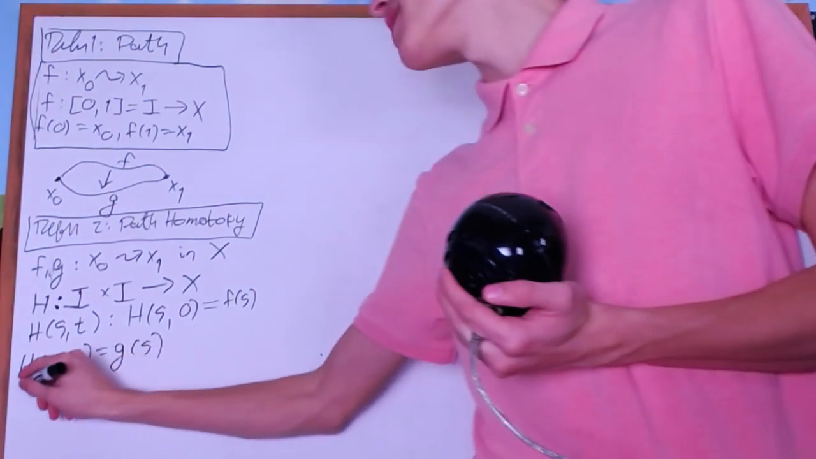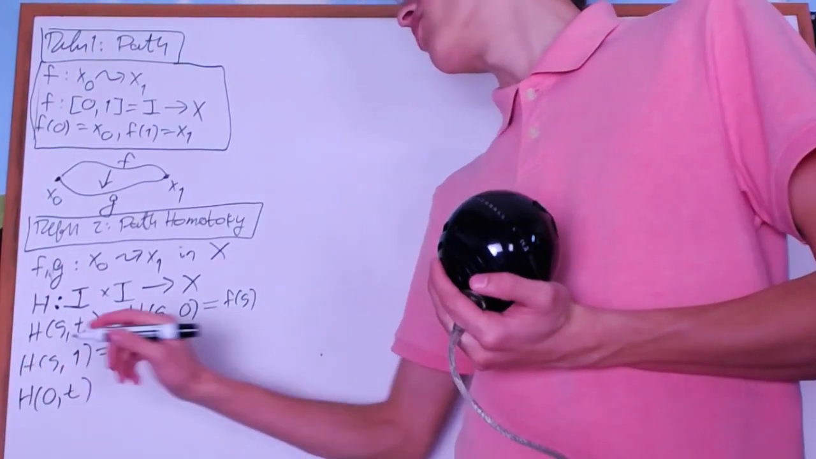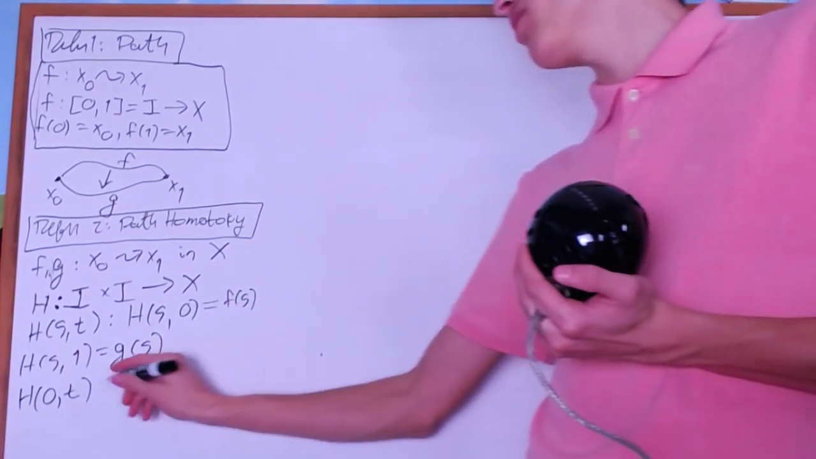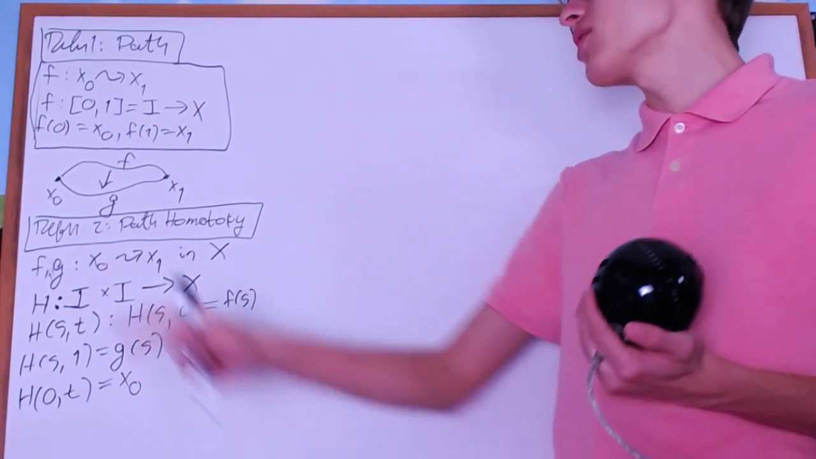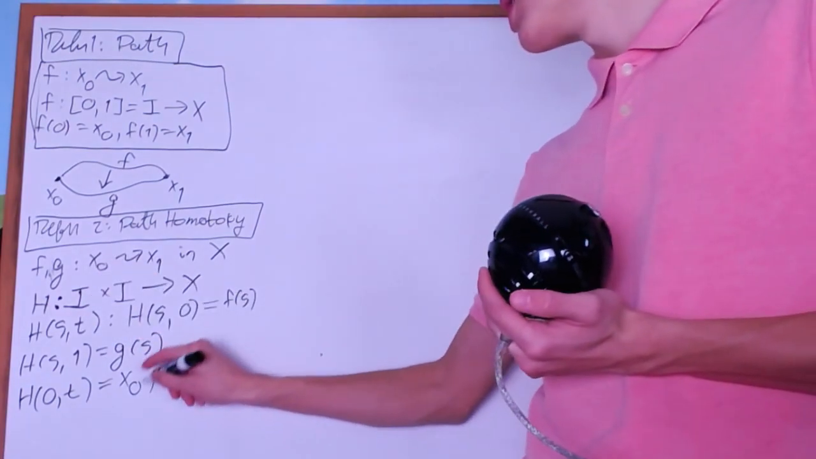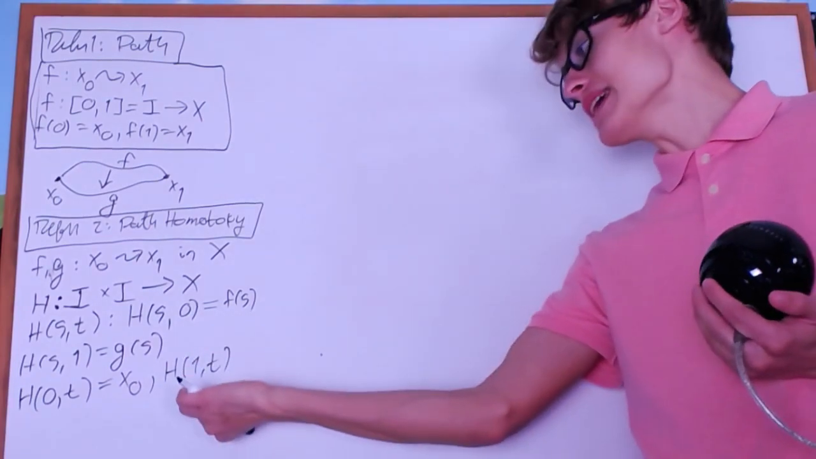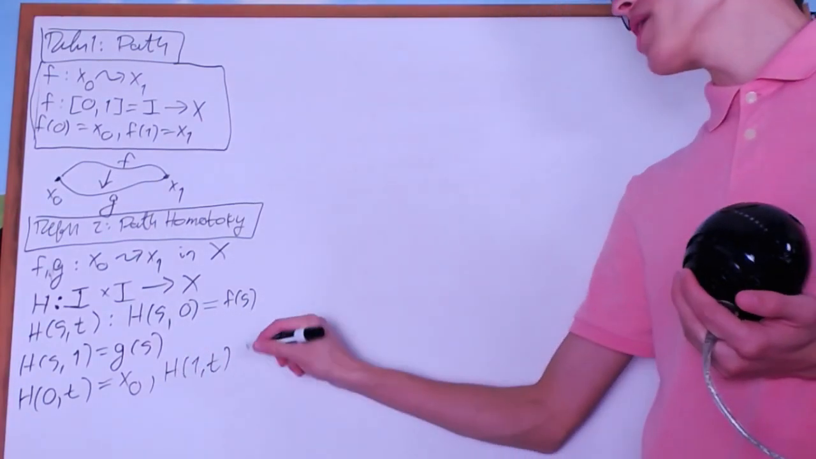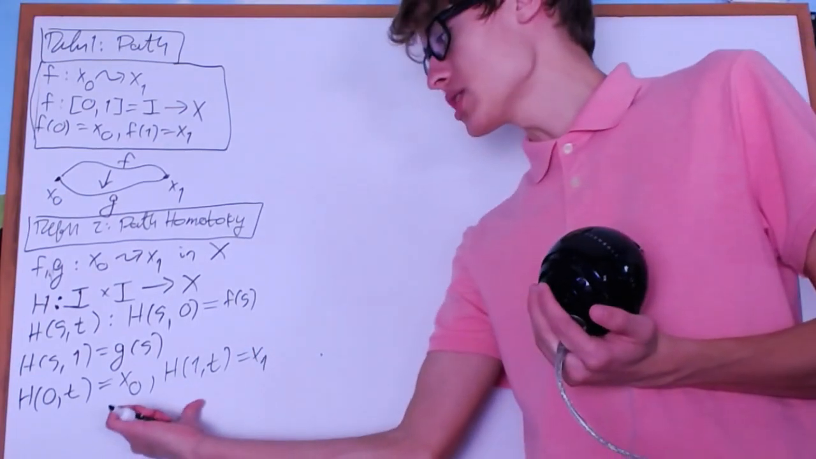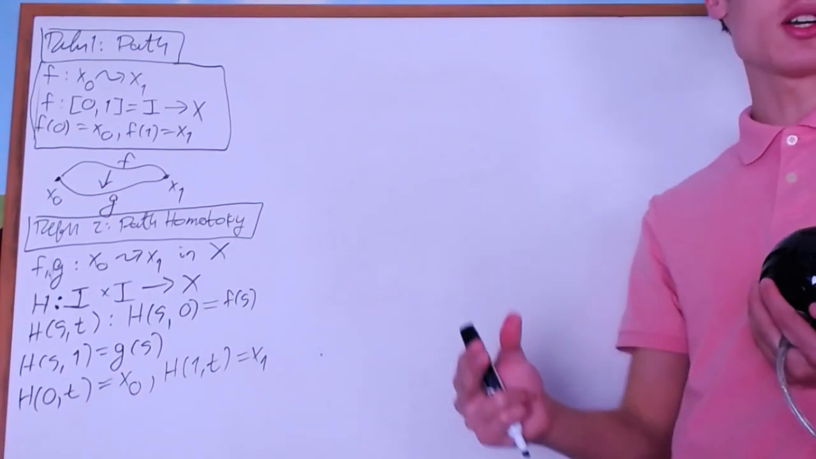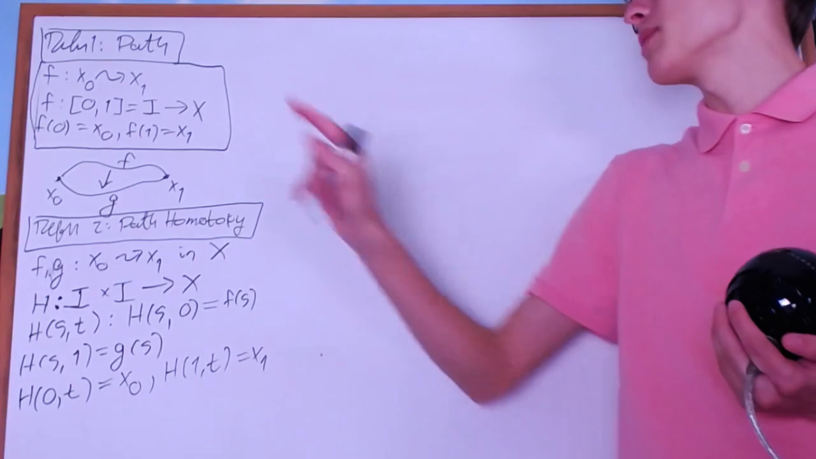So what that means is that h of 0,t, so for any time input, at 0 it has to be x0, or the first endpoint. And then h of 1,t, or throughout any time frame, the value at 1 has to be x1. Now these two just mean that throughout the entire transformation, at any time t, these two endpoints will be preserved.